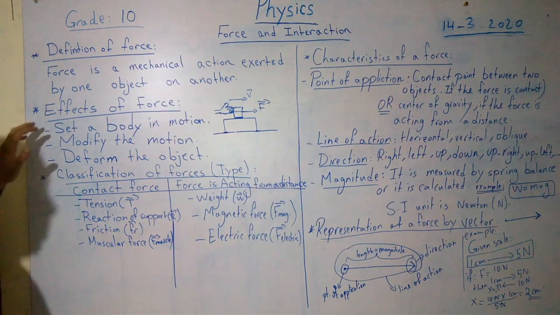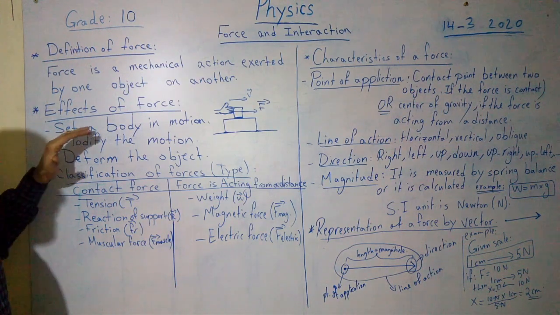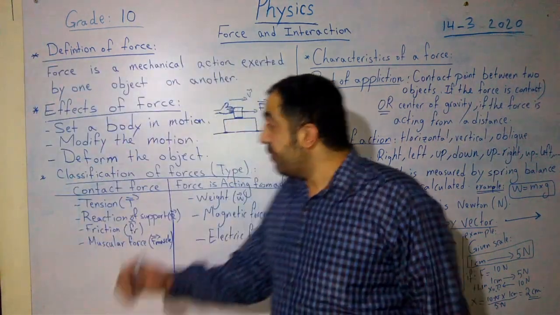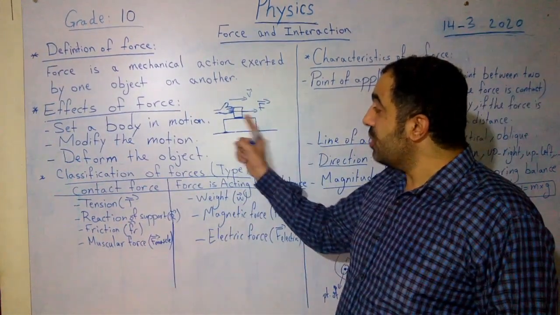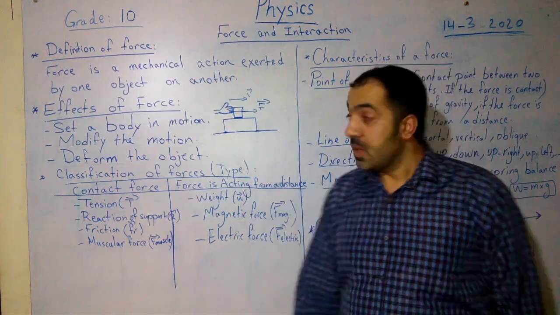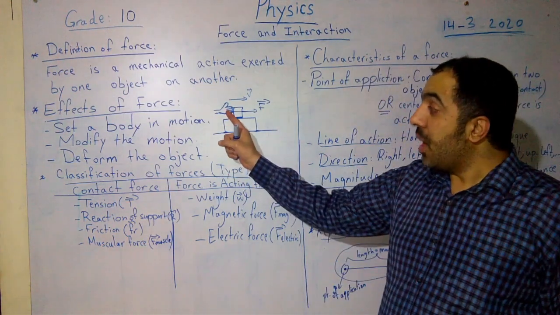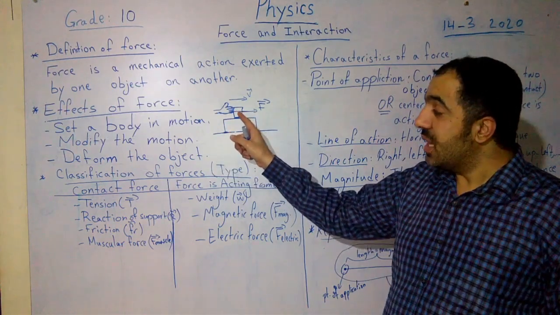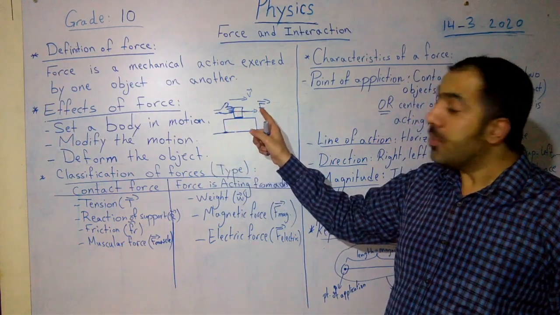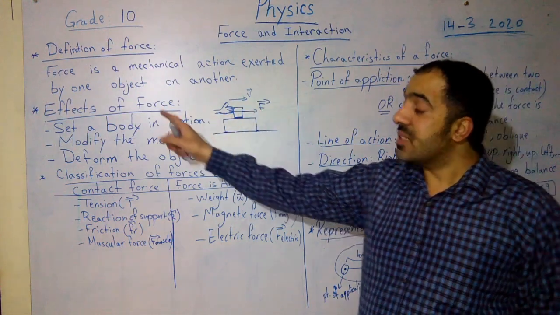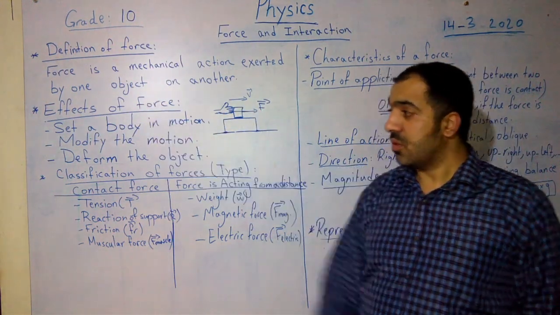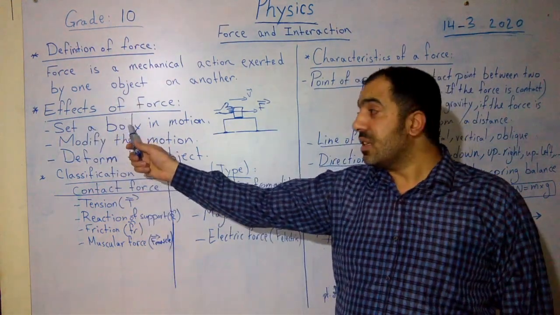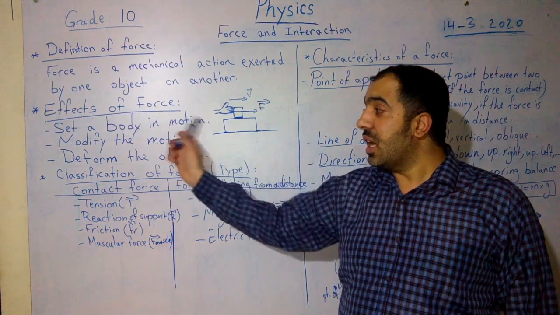The effects of the force: first, set a body in motion. If a box is at rest on a table, then by pushing it, the box will move. The motion of the box indicates that there is a force. So the first effect of the force is to set a body in motion.